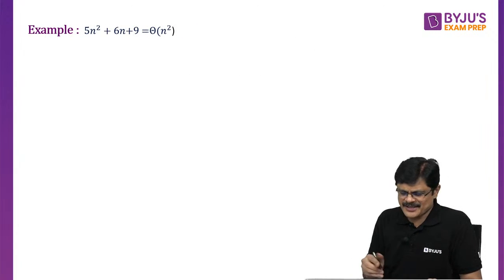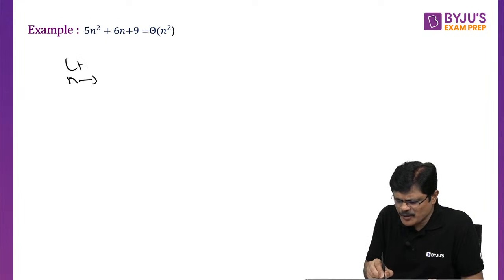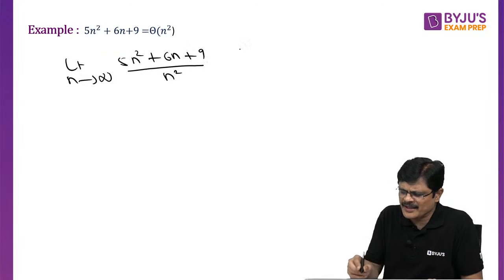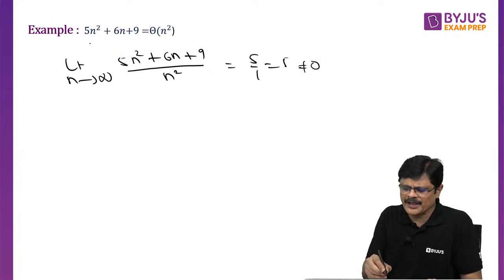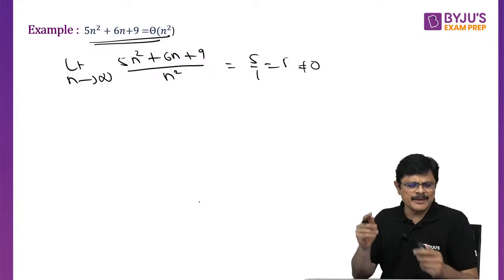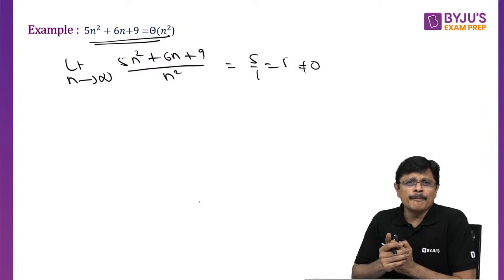Same is the case for this. See, just take the limit as n approaches infinity of 5n square plus 6n plus 9 divided by n square. The answer is 5 by 1, which is 5. A non-zero finite quantity, therefore this result is satisfied. Am I clear? So this is about big O, big omega and big theta, my dear friends.